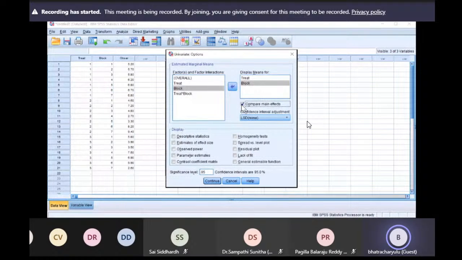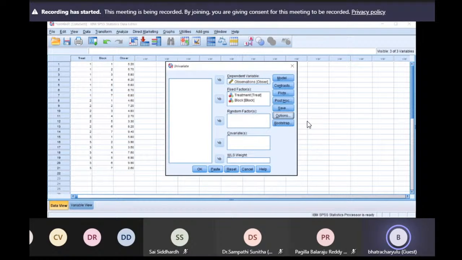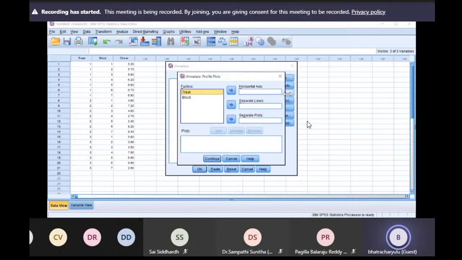Then descriptive statistics. Okay. Next, continue. And you show the plots. Horizontal or treatments and blocks. Okay. Separate plots. Okay. Continue.